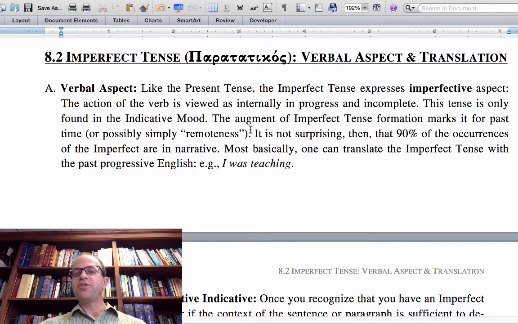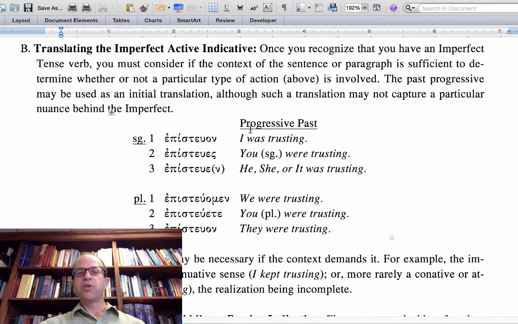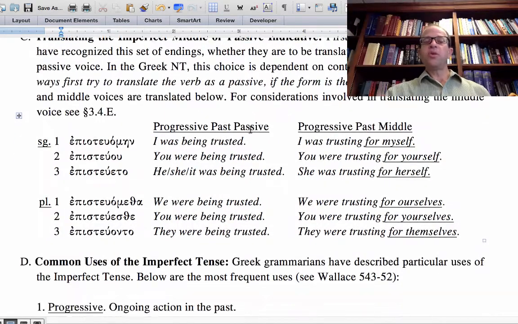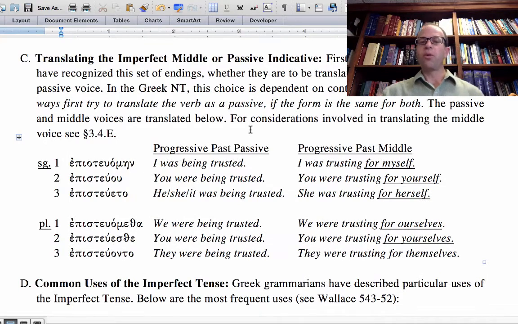Now, the imperfect tense is used most often in narrative, and what it does is it often represents action that is ongoing in a past time reference and can often be translated by an English past progressive. So here's how you might translate epistevon, I was trusting, and then you can see the second person, third person, plural as well. So you can see here then the middle or passive forms and how they might be translated, both passively or in terms of middle. Now the form for the middle and passive is the same.